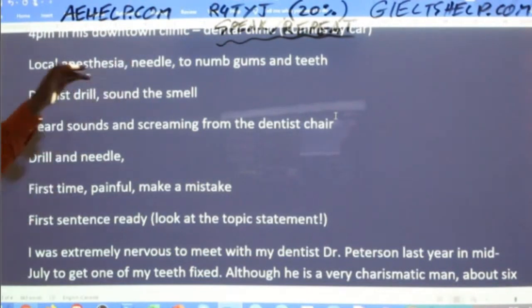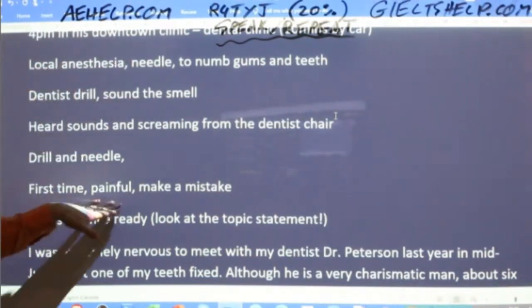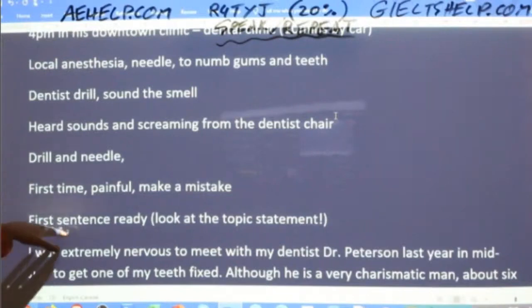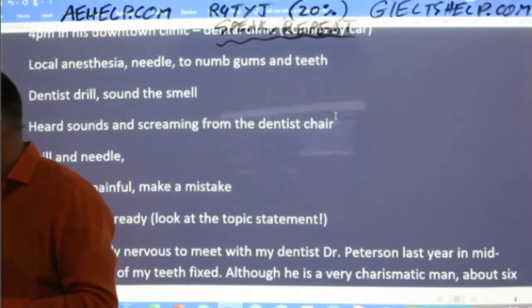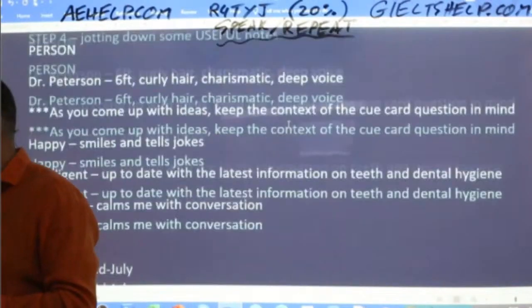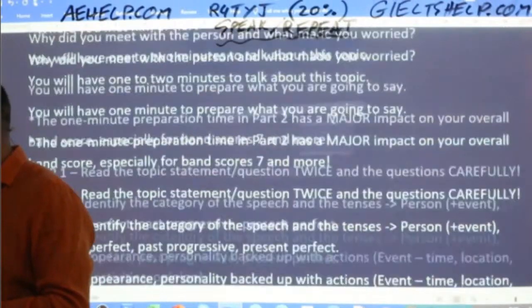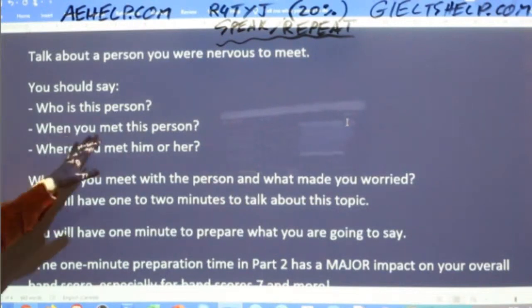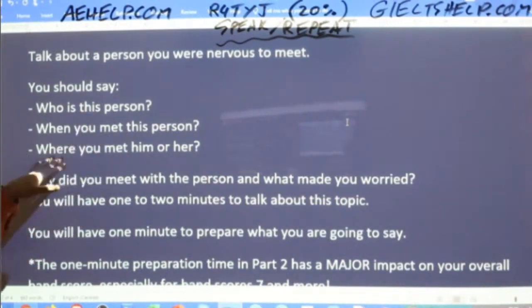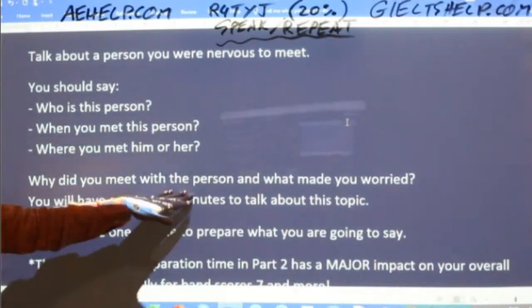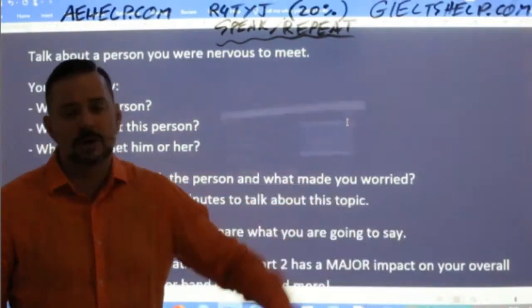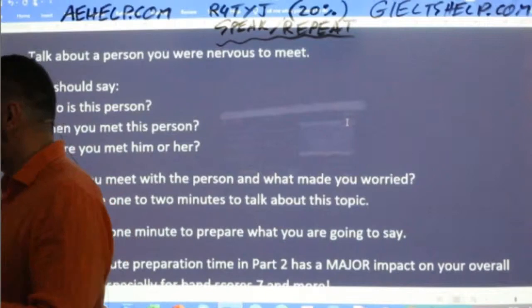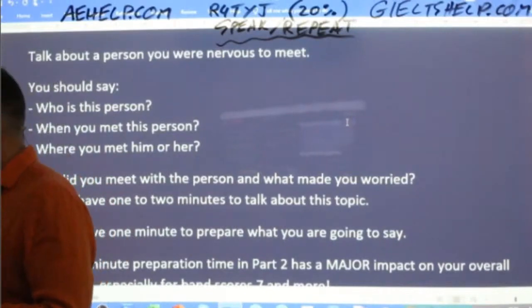Local anesthesia, drill, first time, painful, making mistakes. Okay, let's see what the card is asking. So I want to make sure I'm covering all of these. When I met this person, who is this person? I've got those. Where I've met them, I got that. Why did you meet the person? I've got that. What made you worried? I've got most of these. So it looks like I'm doing good so far.